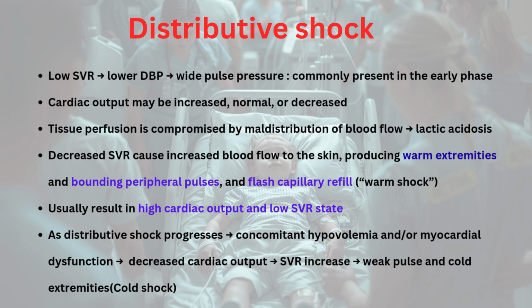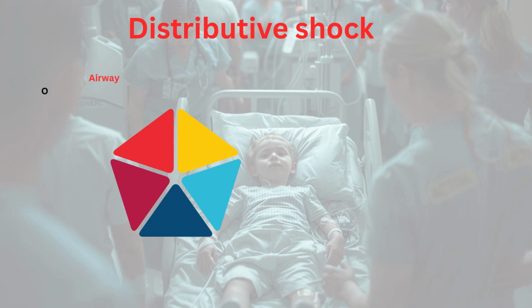As distributive shock progresses, especially in sepsis, concomitant hypovolemia or myocardial dysfunction can occur, eventually leading to a drop in cardiac output and transitioning the patient into cold shock. Breathing is usually characterized by quiet tachypnea or with increased work of breathing if the lung is involved.